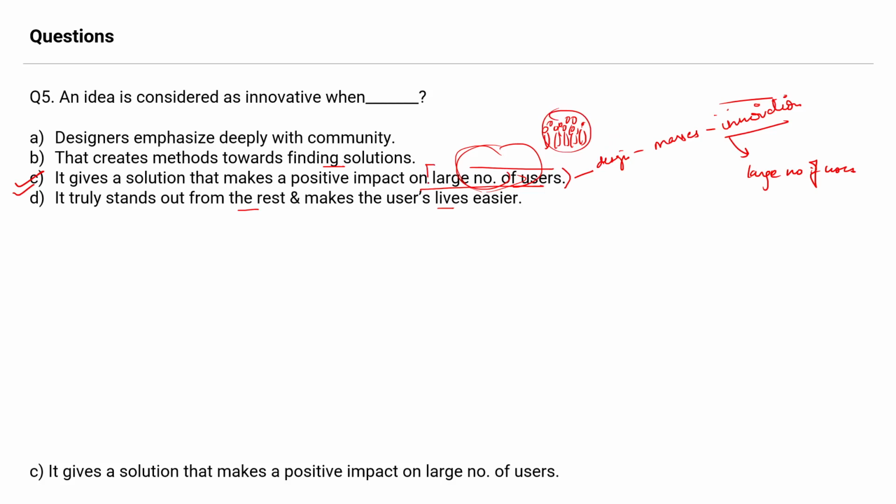So for any product or idea to be called innovative, the question was whether you can call an idea innovative if it has not reached the masses, a large number of users. The main point that the professor is trying to make is that a product can be called innovative if it is reaching out to a large number of people, and not only reaching out, but making a positive impact. There are products which are reaching out to a large number of people, but how many are making a positive impact? So the correct answer is option C.